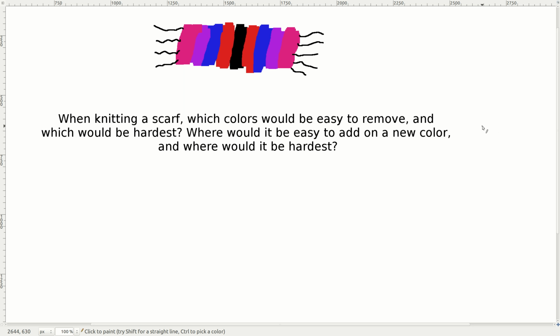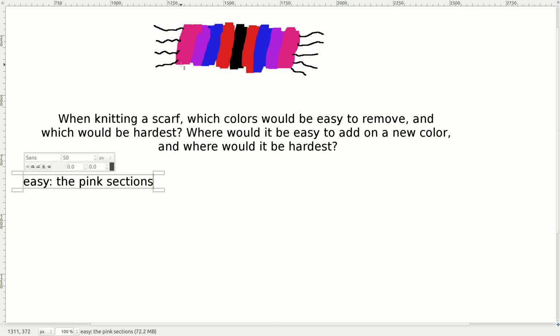Okay, so I would think that if we were to consider what's easy in terms of pulling thread and sort of removing a color or adding on thread and adding a color, that the easy places to add or remove are at the sort of pink ends over here, either end of it where the fringes are. So the pink sections are easy to remove, or they're easy to add something else onto. So either end of it is easy.